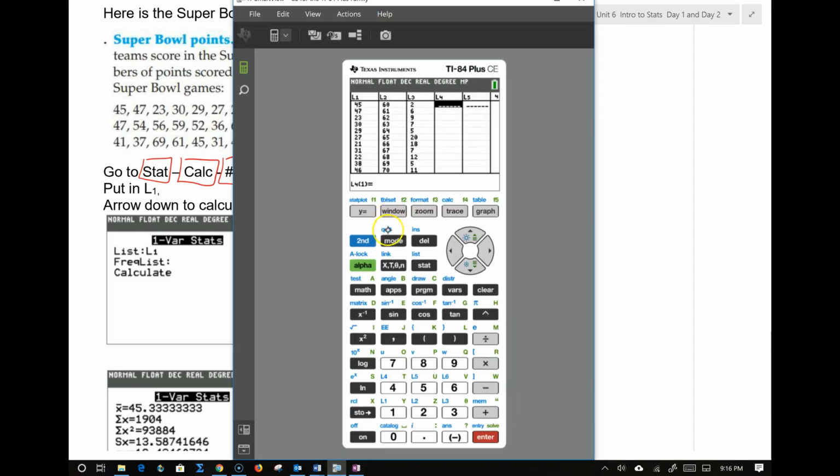All right, so let's go stat, calc. There's the one var stats, and I want to put list 1 in, so you just go second number 1, list 1. And remember, the frequency list, we don't have one in this one because each piece of data was entered in individually. So we clear that one, go down, and then you just go calculate. And if you do that, you're going to get 2 screens.